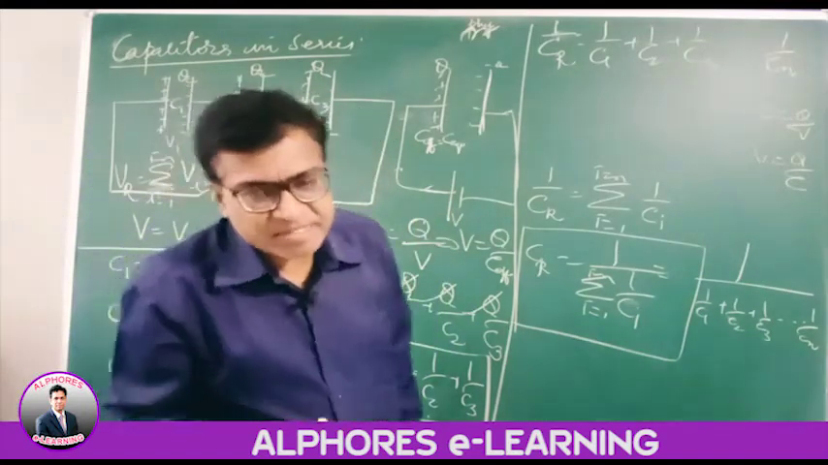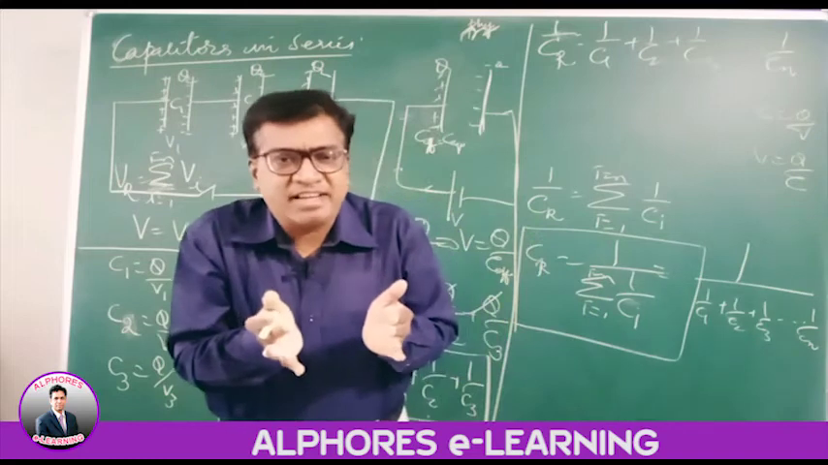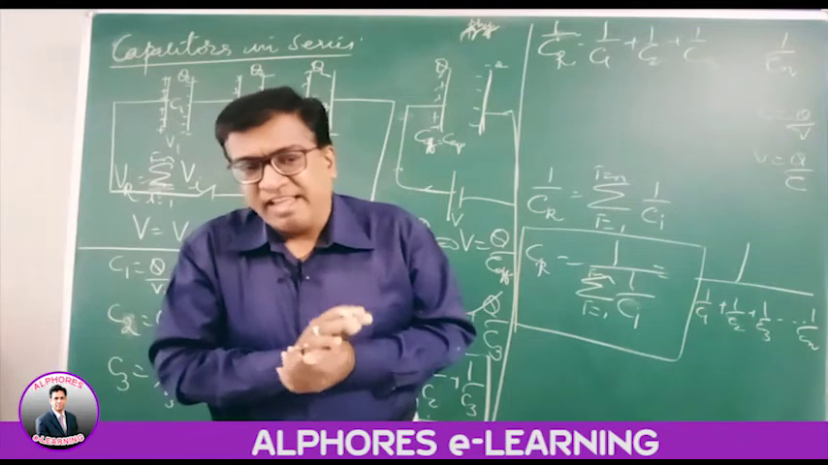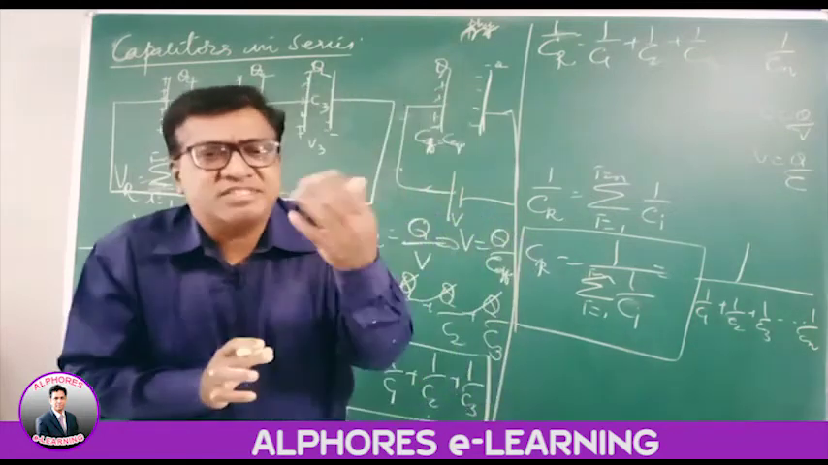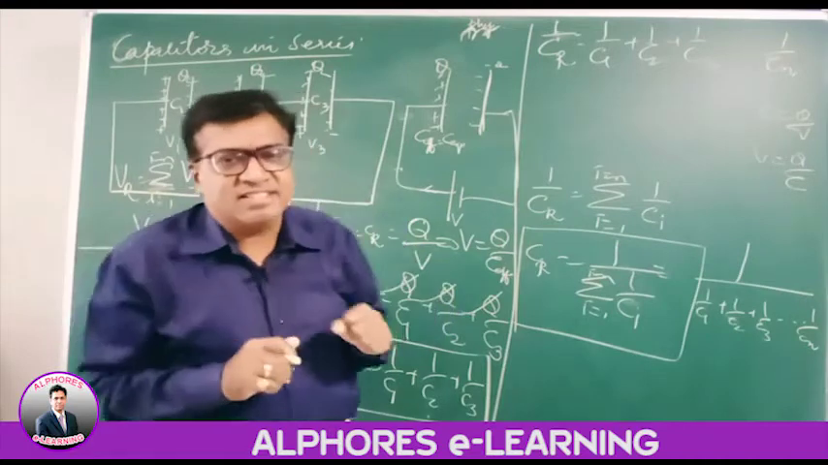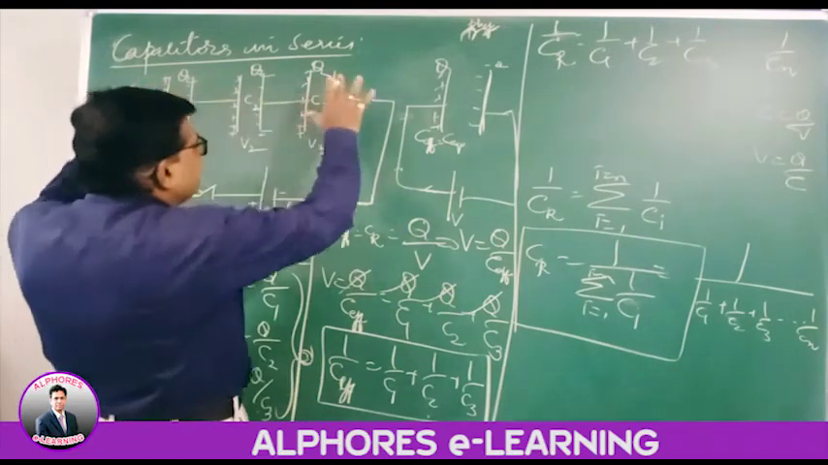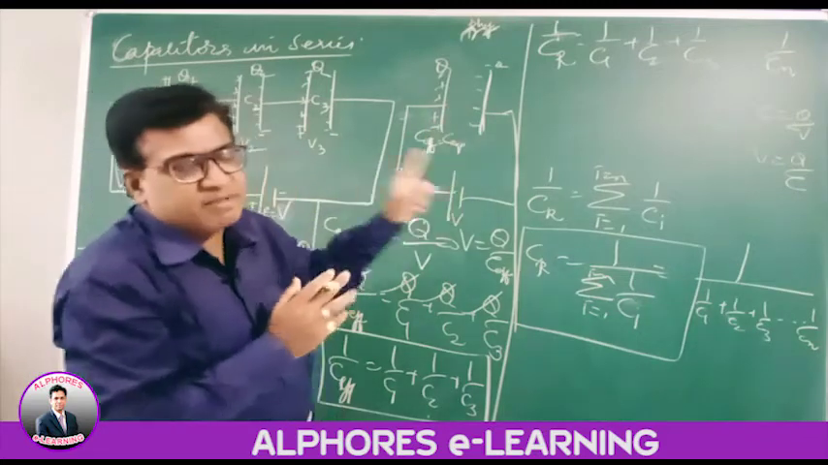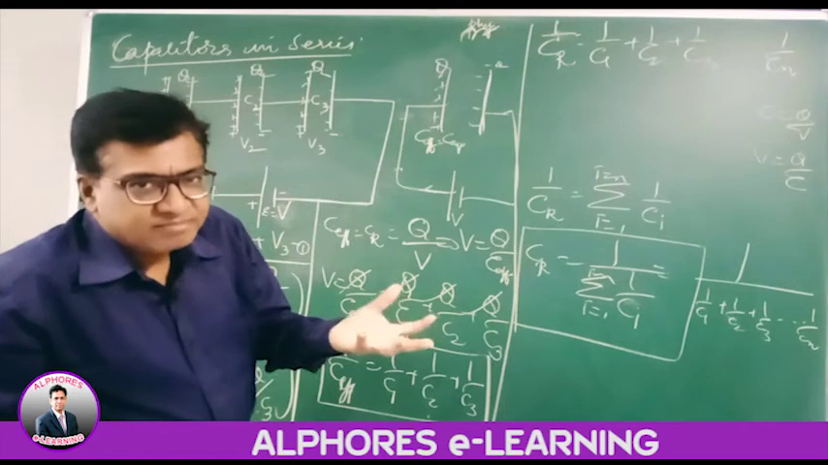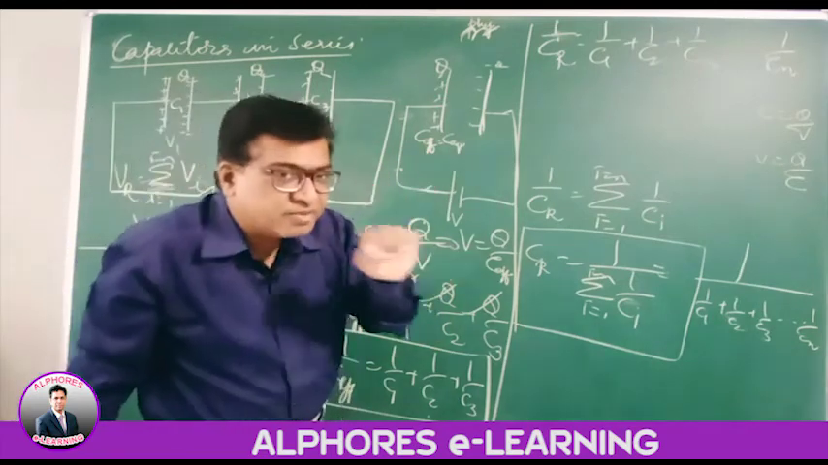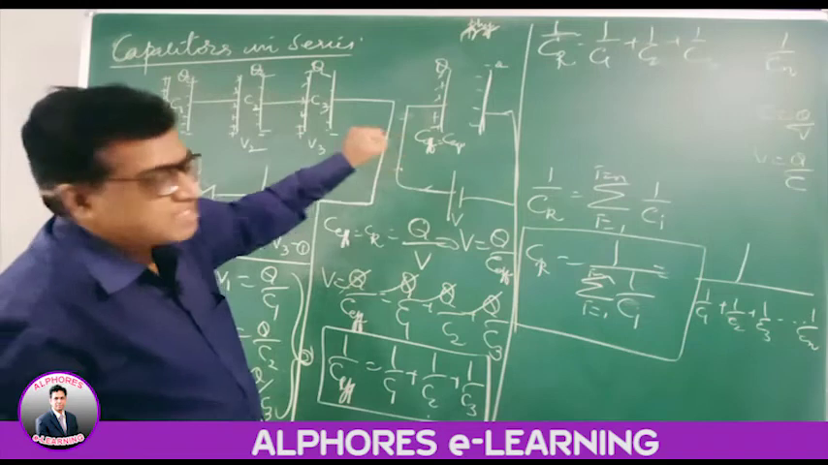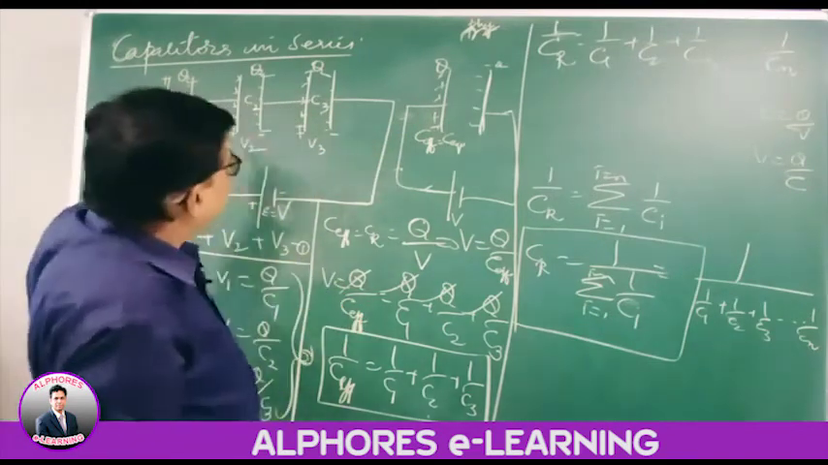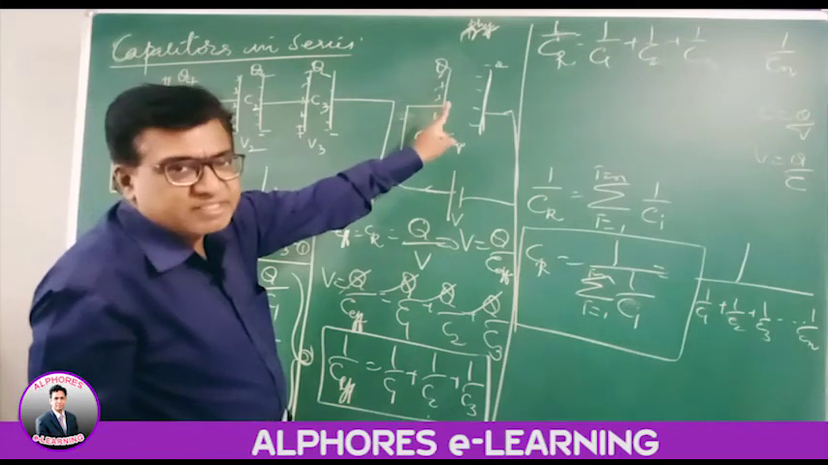What do we mean by effective capacitance? A single capacitor which is equivalent to the combination of these capacitors in series, a single capacitor which will produce the same effect as these capacitors when connected in series with the same source. That is the equivalent or effective capacity of these three capacitors, or simply the resultant capacity. So these three in series are the same as a single capacitance.